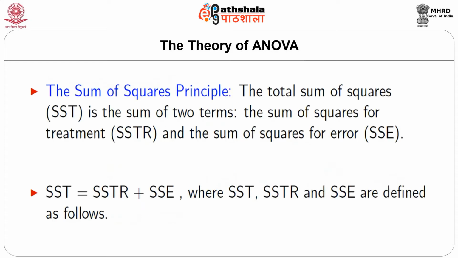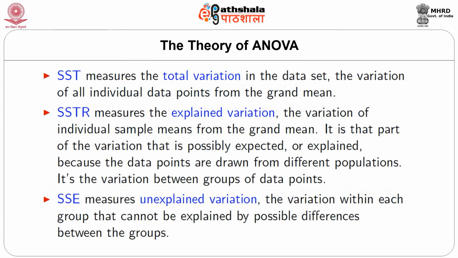The sum of squares principle. The total sum of squares SST is the sum of two terms: the sum of squares for treatment SSTR and the sum of squares of the error, which is SSE. Therefore, SST is equal to SSTR plus SSE, where SST, SSTR and SSE are defined as follows. SST measures the total variation in the data set, the variation of all individual data points from the grand mean.